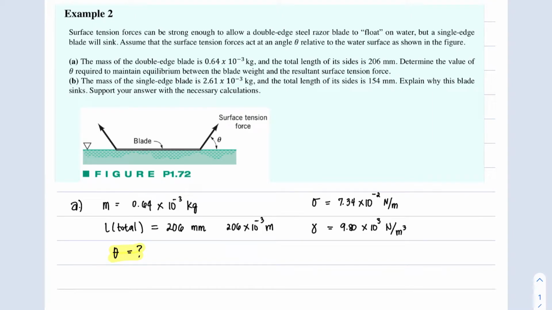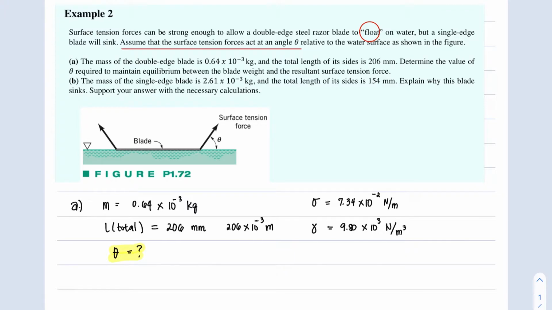We are now dealing with another fluid mechanics problem, and this is still on the properties or characteristics of fluids, particularly on the property of surface tension. Surface tension forces can be strong enough to allow a double-edged steel razor blade to float on water, but a single-edged blade will sink. Assume that the surface tension forces act at an angle theta, relative to the water surface as shown in the figure.